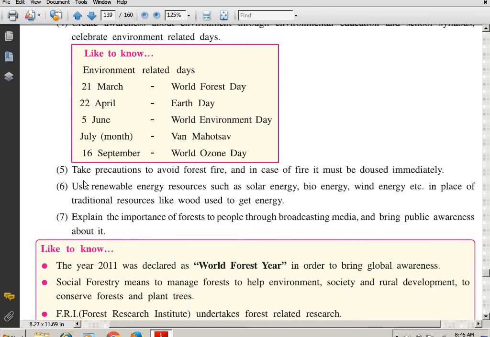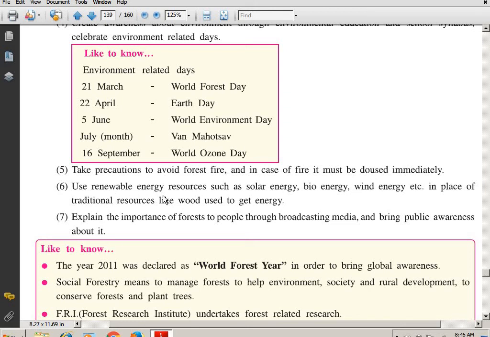The fifth point, take precautions to avoid forest fire. And in case of fire, it must be doused immediately. So students, take precaution. When you are in the forest or not, don't smoke or anything. Don't light a matchstick and just throw it over there. That can bring fire to the forest. And in case it happens, it must be doused. It must be put off immediately, okay?